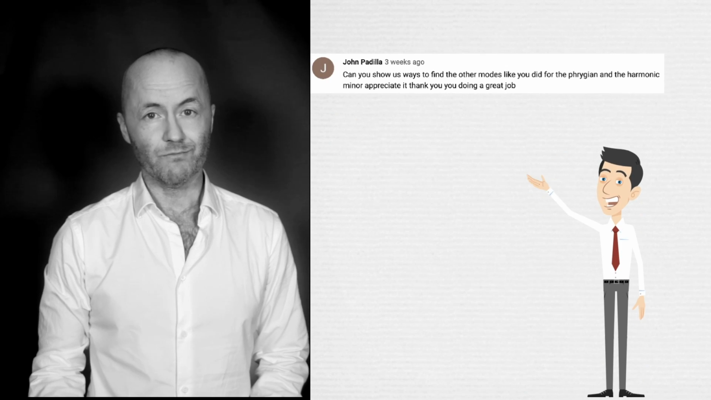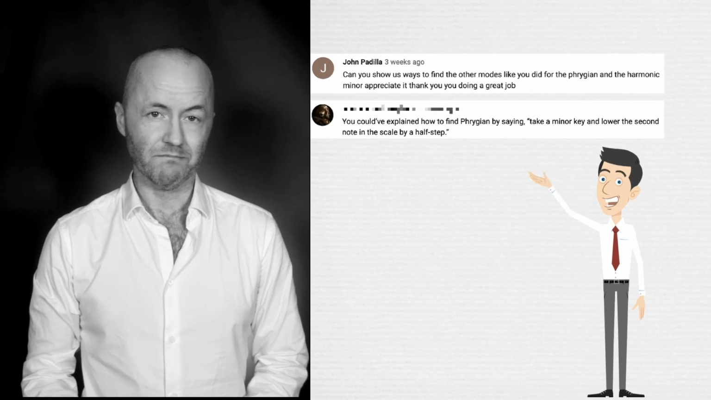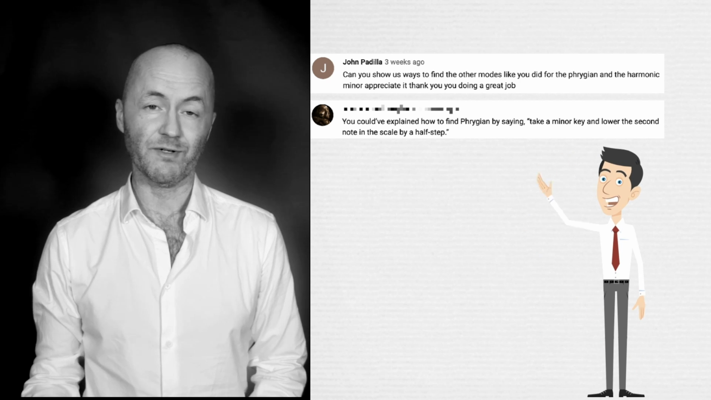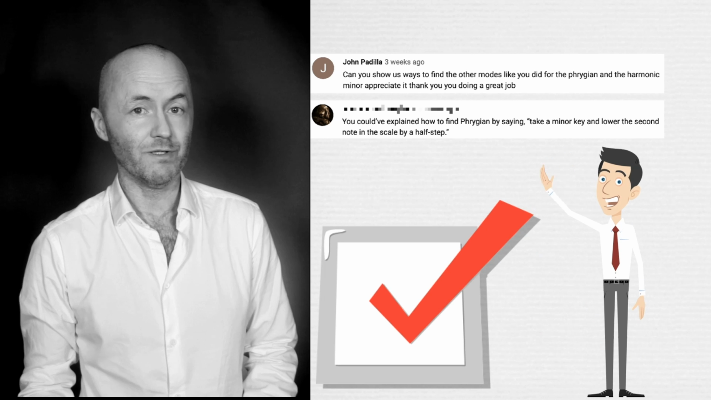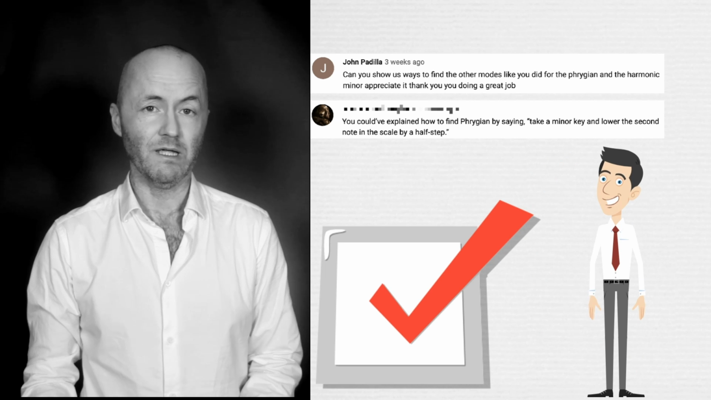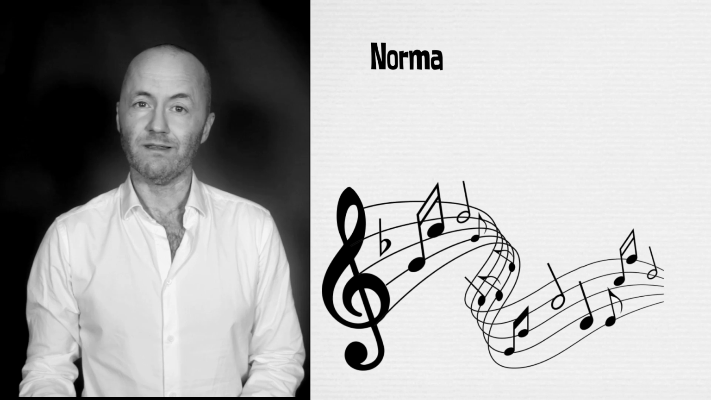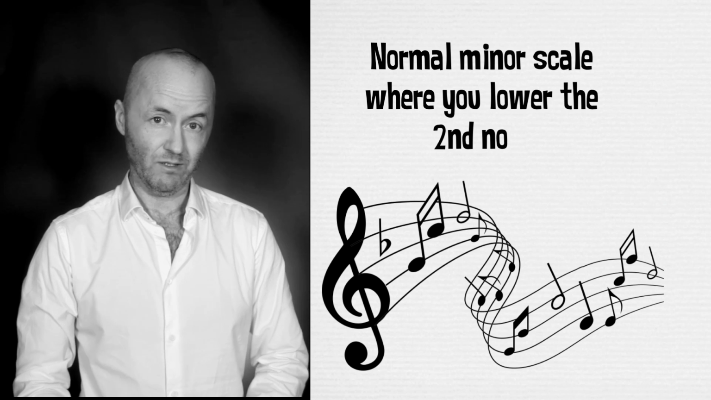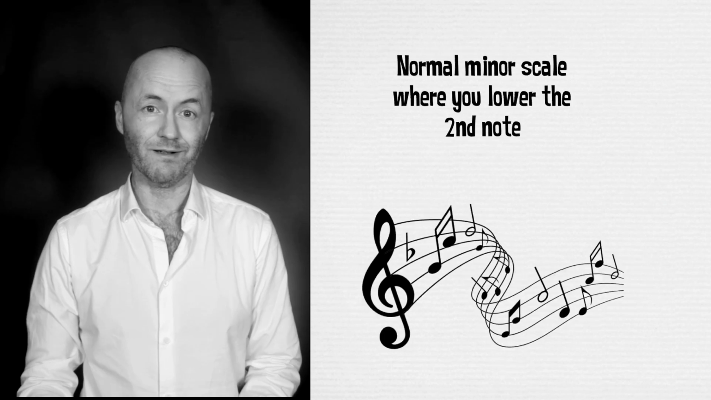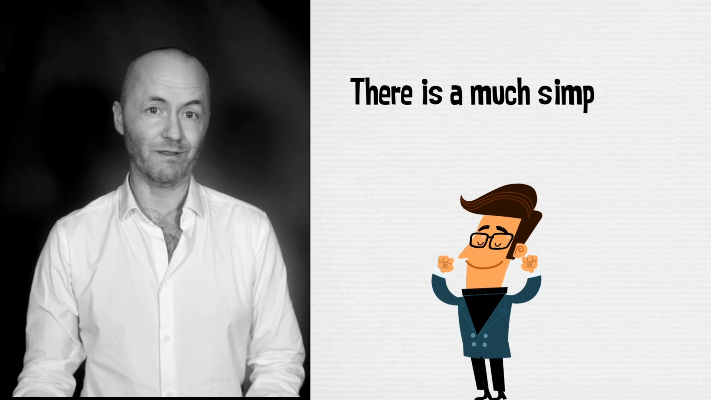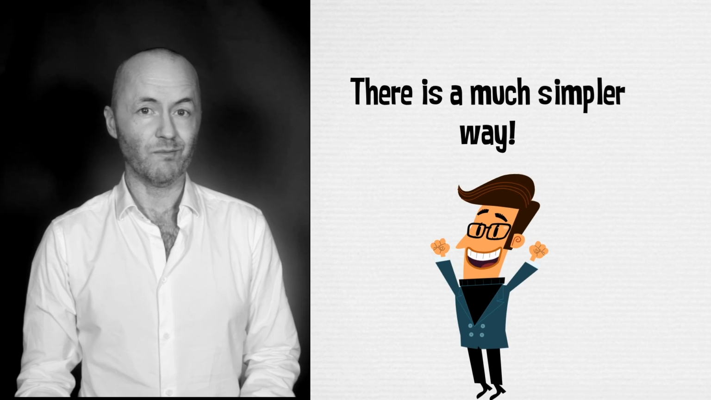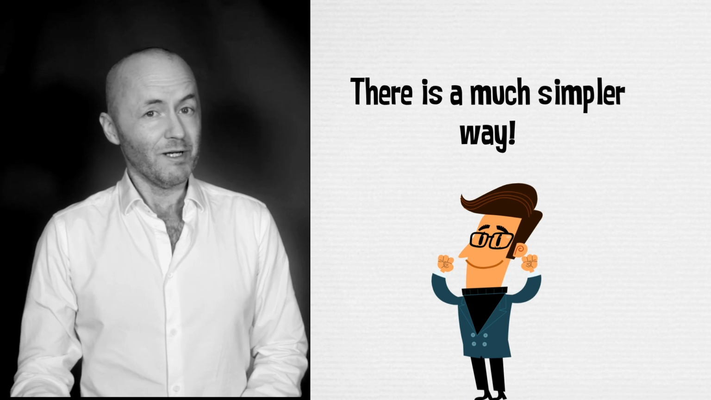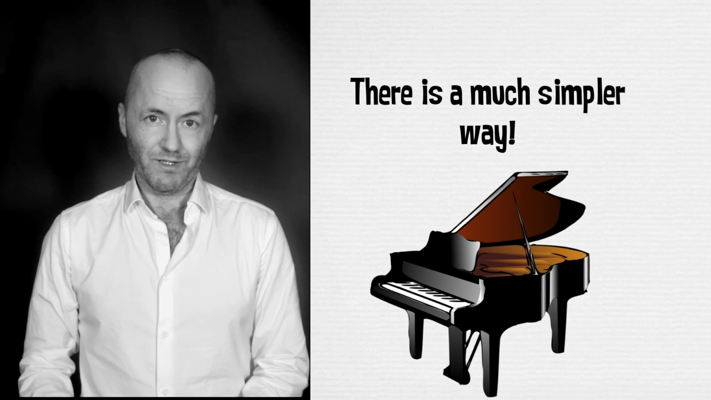Then I got this request and this suggestion. The request was about showing how we can easily find other mode scales by using similar rules. Check. This is what I'll show you today, so stay tuned. And the suggestion was to present the scale as a normal minor scale where you lower the second note. And this would work, but believe me, there is a much simpler way to look at the modes to know what scale you can play over the different kinds of chords. So let me now jump over to my piano and I'll show you exactly what I mean.